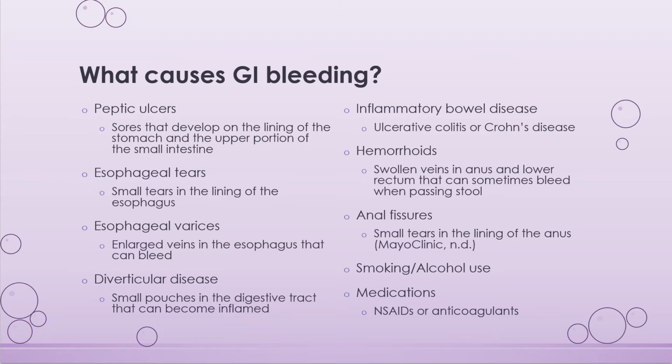And some other risk factors include smoking or alcohol use, taking medications such as what are known as NSAIDs or non-steroidal anti-inflammatory drugs. Examples of these would be aspirin or ibuprofen, so like Advil, Motrin. These can cause irritation to the stomach and the stomach lining and can cause bleeding over time, or you can have bleeding from anticoagulants or blood thinners.